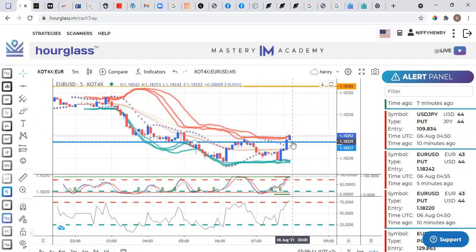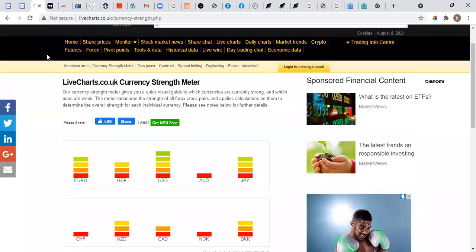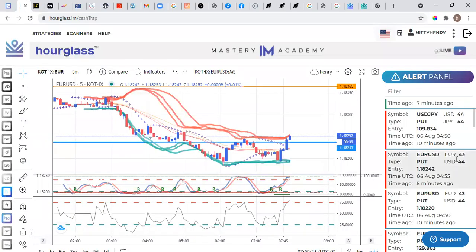So you can see that it's still going up a little bit. That's one reason why I don't like to take trades when the currency strength meters are very close. Just one bar difference. And look at the cash trap signal too. Just one figure. USD is just stronger by 1 point. So they are too close. Anytime Euro can decide to continue to go up. Do you understand? That's why I don't like trading currencies whose strengths are not far apart.